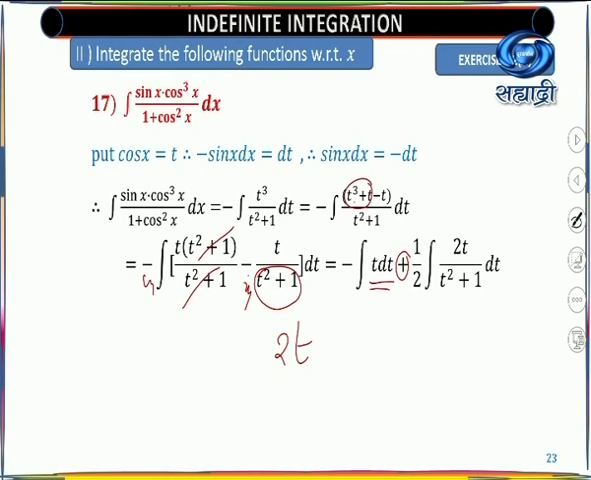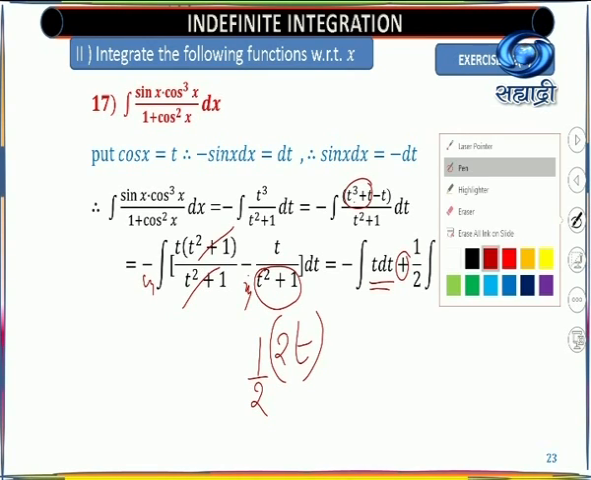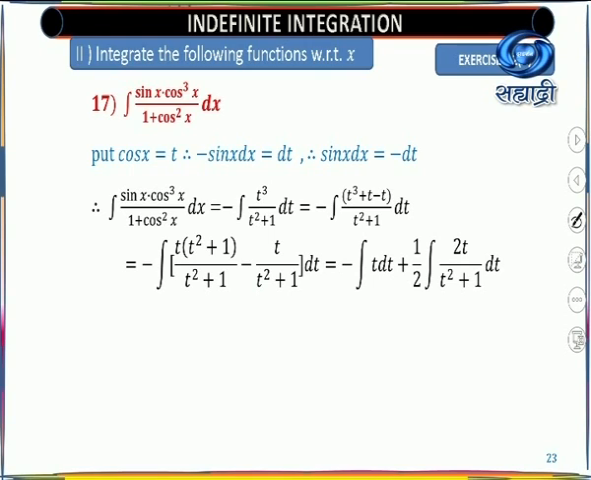But you are having only t. So you multiply and divide by 2, so you will get half into 2t upon t square plus 1. These are the adjustments you can say. Now what is the integration of minus t? Integration of minus t dt is minus t square upon 2. Plus half, this is f dash t upon f of t, so you will get log of mod of t square plus 1, plus constant of integration.